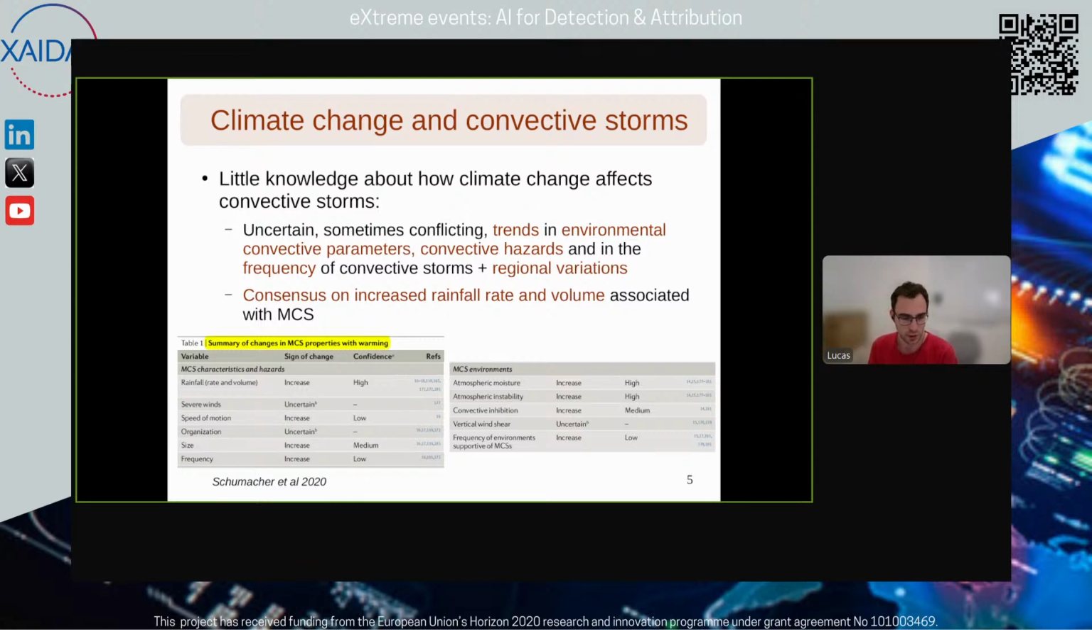However, what we can say at least is that there is a consensus that there are increased rainfall rates and volume associated with mesoscale convective systems. Here I show you a table from a review paper on MCS. You can see that for rainfall, we have high confidence in an increase for these storms. But it's more difficult to give answers about the frequency of this type of storm, or even of environments that are supportive for them. And we also have conflicting results for convective inhibition, for example.